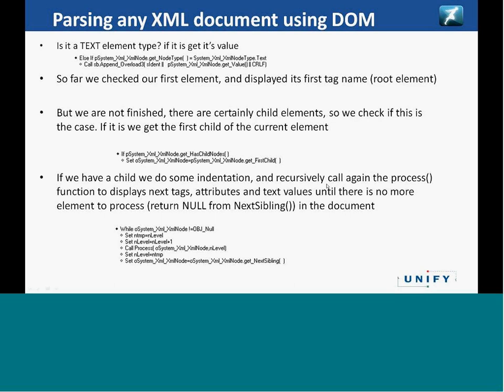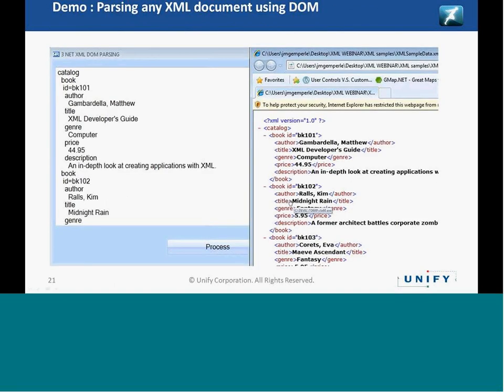And recursively, we call again the process function to display the next tag, the attribute, the text value, until there is no more element to process. Return from next sibling in the document. This is a reading. It's quite difficult sometimes to make code comments. There's nothing better than having a look in practice how this is working.